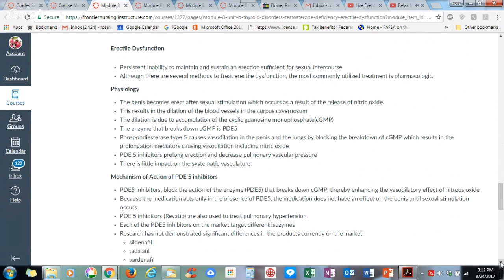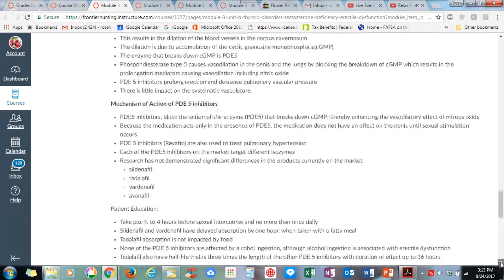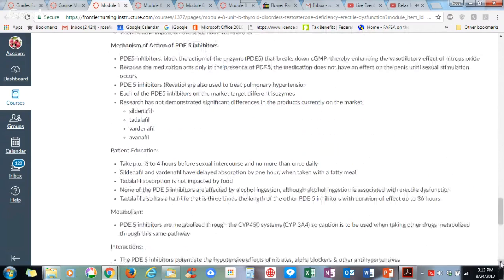PDE5, which is phosphodiesterase type 5, causes vasodilation in the penis and the lungs by blocking the breakdown of GMP, which results in prolongation of mediators causing vasodilation, including nitric oxide. PDE5 inhibitors prolong erection and decrease pulmonary vascular pressure. There is little impact on the systemic vasculature.